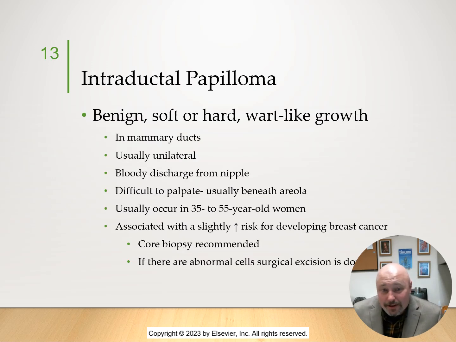Intraductal papilloma. This is a benign, soft to hard, wart-like growth within the breast, usually occurring in the mammary ducts, and usually unilateral, meaning it's only happening in one breast. Could also coincide with bloody discharge from the nipple, and is difficult to palpate because it's usually underneath the areola. These usually occur in older, 35 to 55-year-old women, and are associated with a slightly increased risk for developing breast cancer.